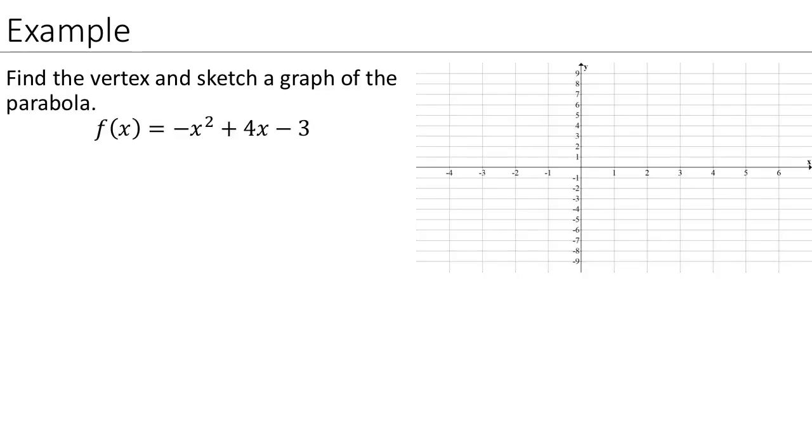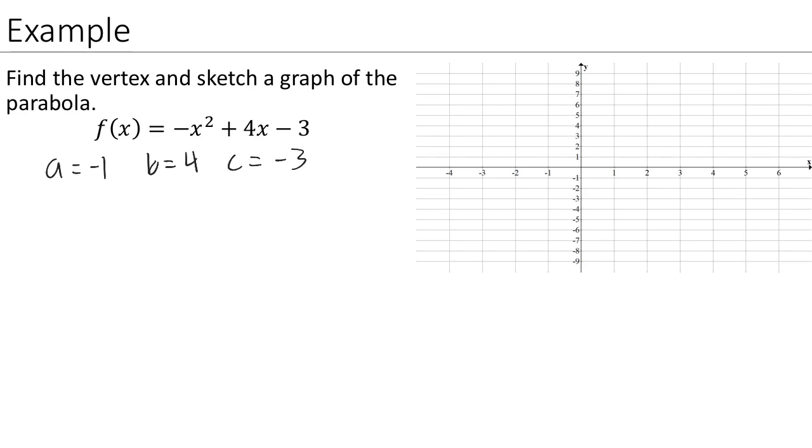Let's do an example of finding the vertex and sketching the graph. So we're given this function, f of x equals negative x squared plus 4x minus 3, and we need to find the vertex and also sketch the graph. As always with a quadratic function, it's a good idea to write down the values of a, b, and c because we're going to be using them. In this case, we have a is negative 1, we have b as 4, and c is negative 3.